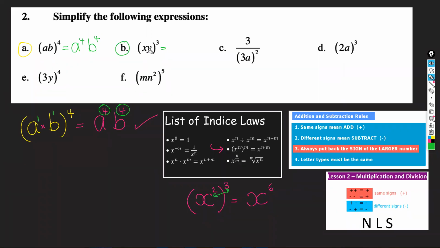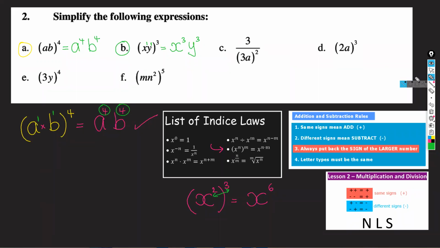X and Y, there's a secret multiply. So, and this is really x to the power 1 and y to the power 1. So this one is x to the power 3, y to the power 3. 1 multiplied by 3 is 3. 1 multiplied by 3 is another 3.